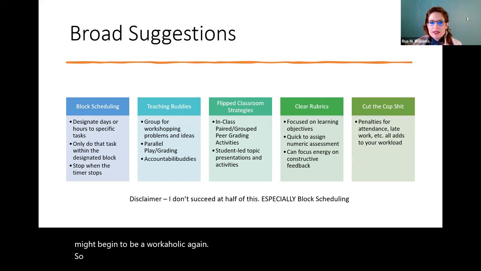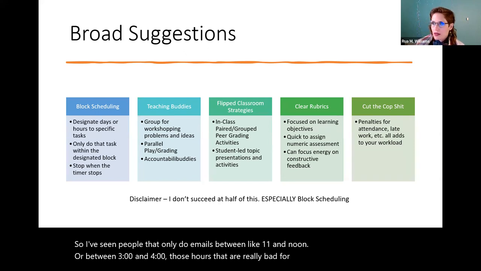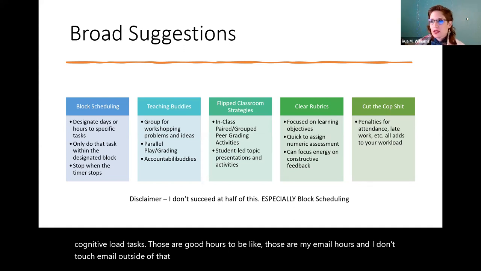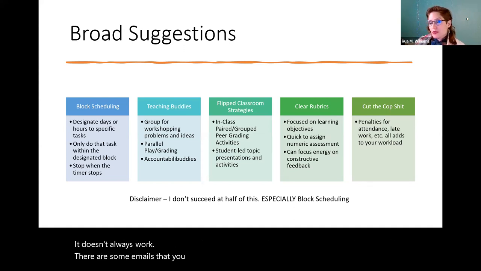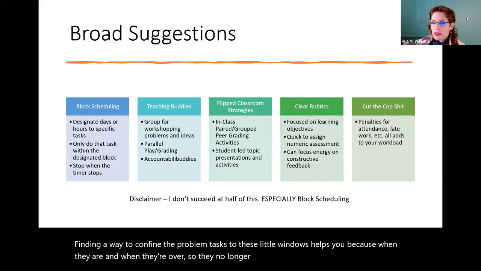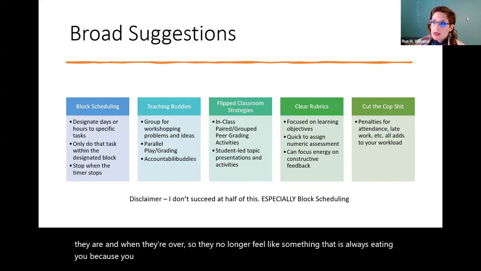I've seen people that only do emails between like 11 and noon, or between 3 and 4, those hours that are really bad for making progress on high cognitive load tasks. Those are good hours to say, those are my email hours, and I don't touch email outside of that. That doesn't always work, since some emails are emergent, but for the most part, finding a way to confine the problem tasks to these little windows helps you because you know when they are and you know when they're over. So they no longer feel like something that is always eating you, because you have put them in a little box.